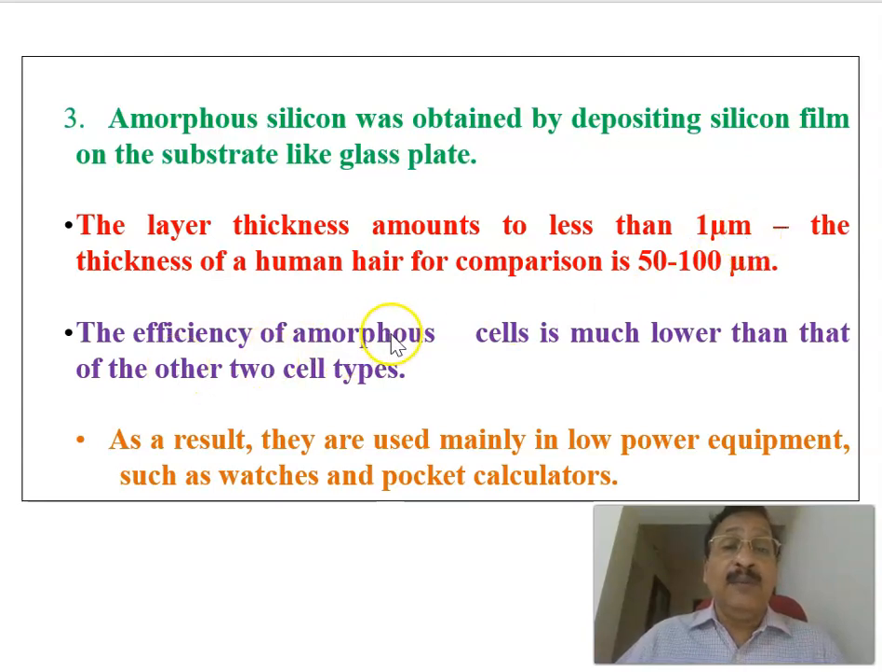The efficiency of the amorphous cell is much lower than that of the other two types, polycrystalline and monocrystalline. As a result, it is used mainly in low power equipment such as watches and pocket calculators only. This amorphous type of solar cell is used there.